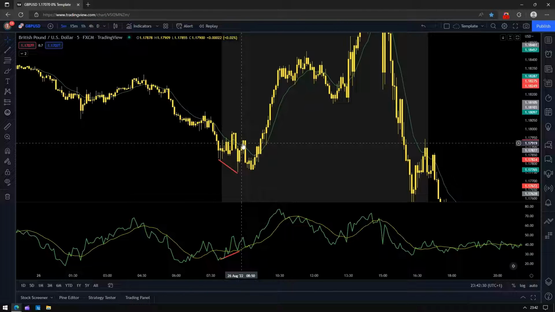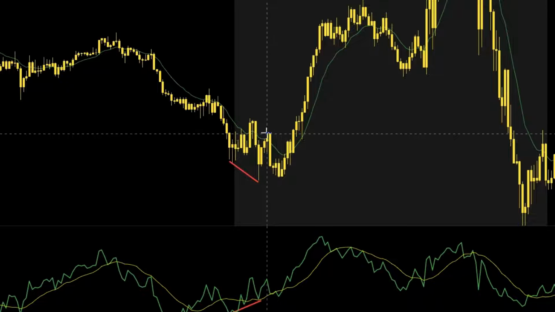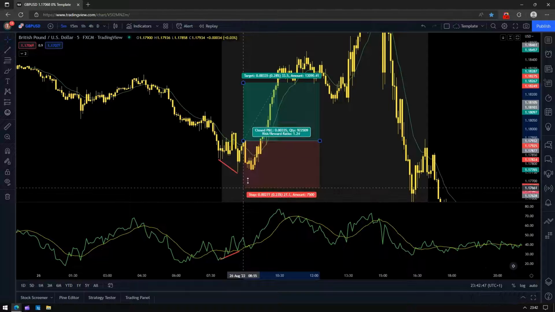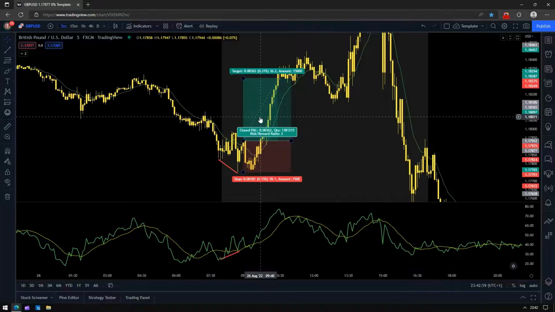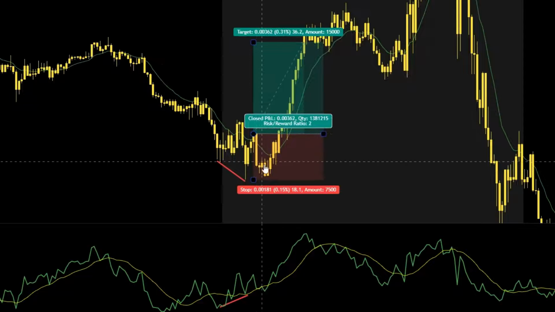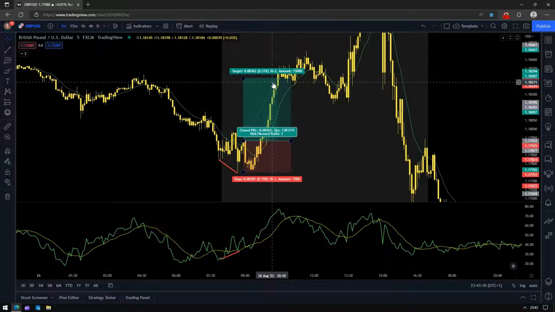To enter this trade, we wait until price is closed above the 13 EMA, which is the green line. Enter our long position on this candle here, and set our stop loss to the lowest point and target 2 times the risk. Price did pull back in this scenario and got close to our stop loss, but it didn't hit it, and it then went on to hit our take profit.